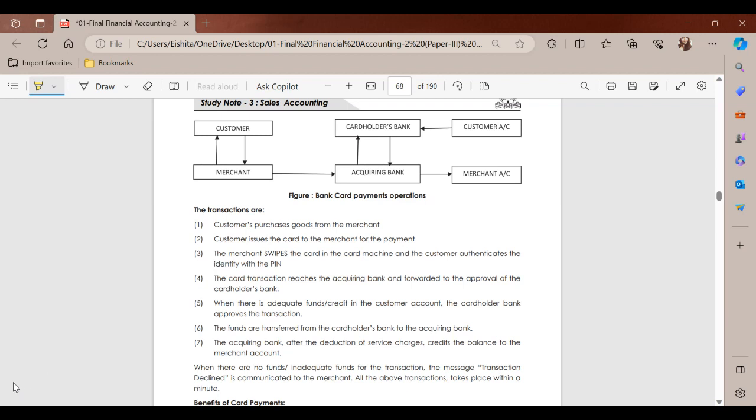The card transaction reaches the acquiring bank and is forwarded for the approval of the cardholder bank. When there is adequate fund credit in the customer account, the cardholder bank approves the transaction. The funds are transferred from the cardholder's bank to the acquiring bank. The acquiring bank, after the deduction of service charges, credits the balance to the merchant account. So you have understood the flow.